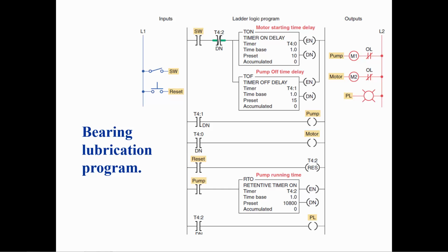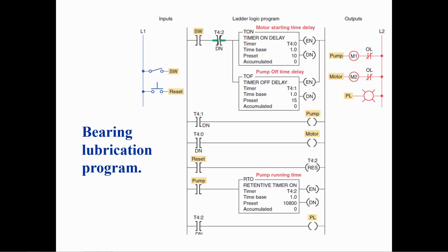The motor will be on when the done bit for T4:0 is a 1. The done bit for T4:0 will be a 1 10 seconds after the SW is closed and as long as the pump running time T4:2 has not timed out. T4:0 is a timer on delay.